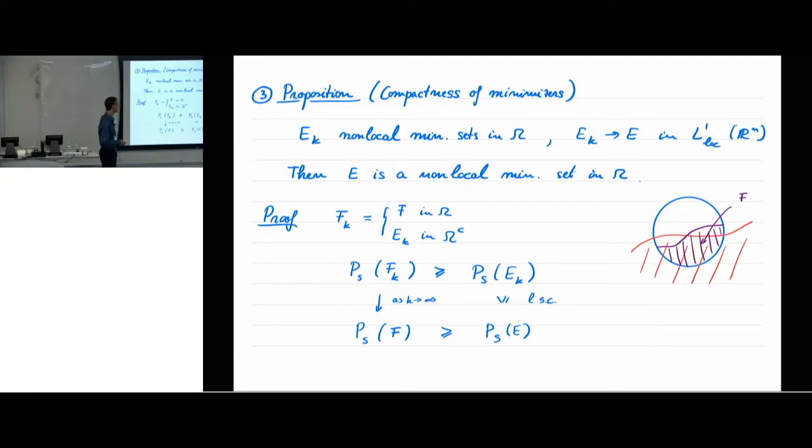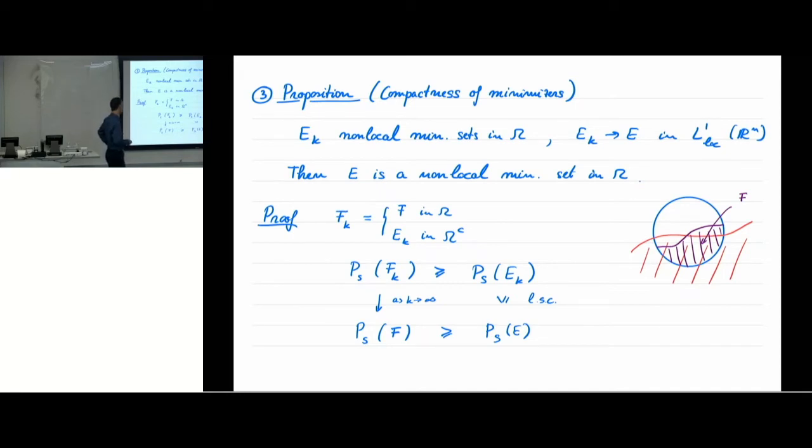But then I want to compare E with a different deformation F inside omega. Yeah? And I want to say that the deformation F inside omega has more perimeter than E, than the limiting E. Yeah? So you take this set F in omega, and I denote F_k. I extend F outside of omega. I call it F_k to be F in omega and E_k in the complement of omega. In other words, I take this constant set F, but outside I give the boundary data of the E_k's that I know they are minimizing.